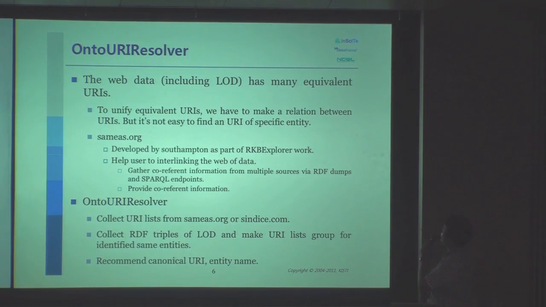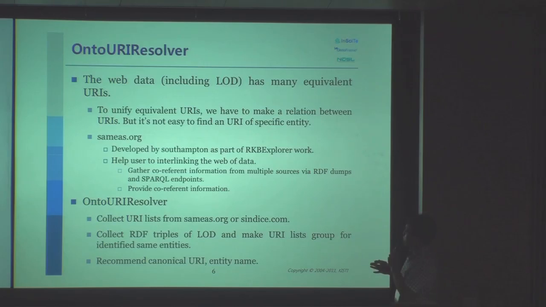So web data has many equivalent URIs. To unify equivalent URIs, we have to make a relation between URIs. But it's not easy to find the URIs of a specific entity. sameAs.org is a web service. It was developed by Southampton as a part of the RKB Explorer work. It helps users to interact with the web of data.